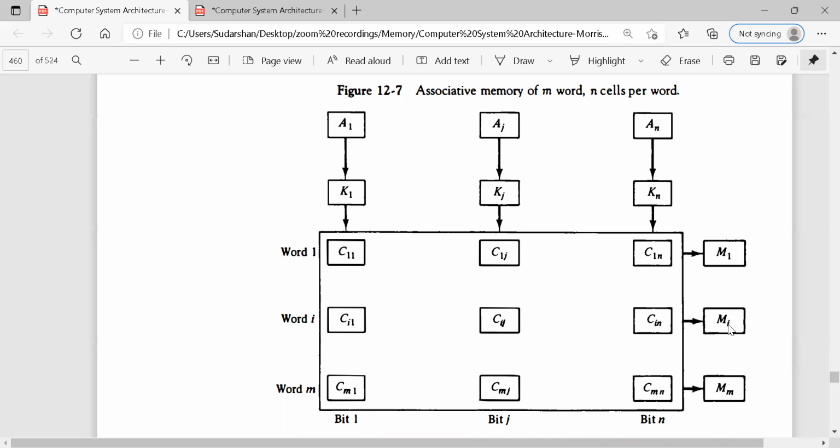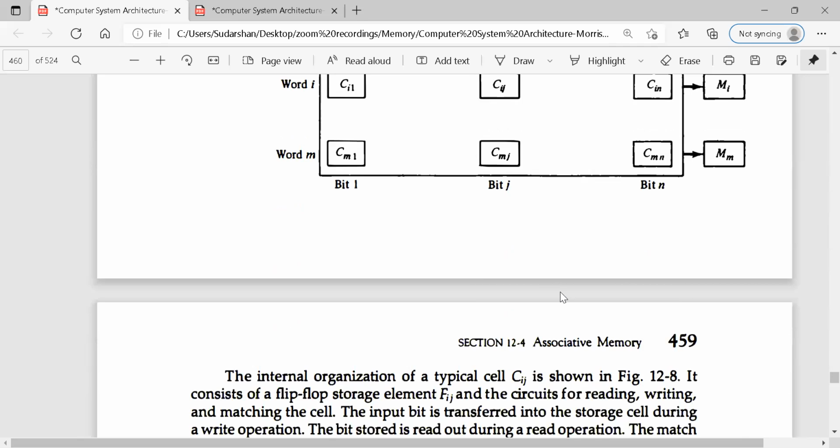Whenever there is no match, MI will be set to 0. So either it is set or reset. Similarly, word M. So this is the associative memory of M words and N bits per word, from an elaborative point of view. So bit 1, bit J, and then bit N.